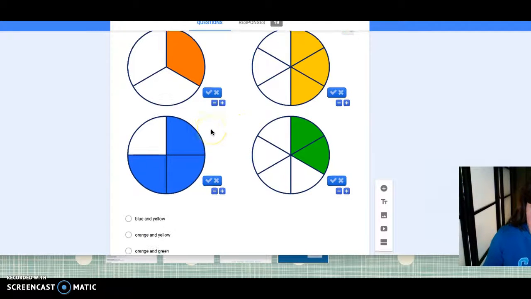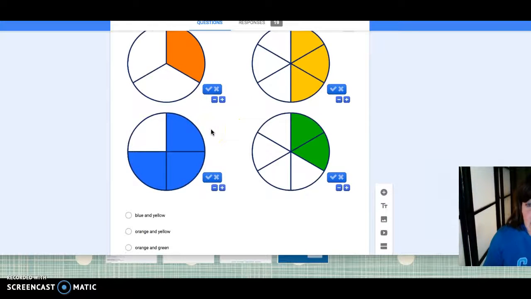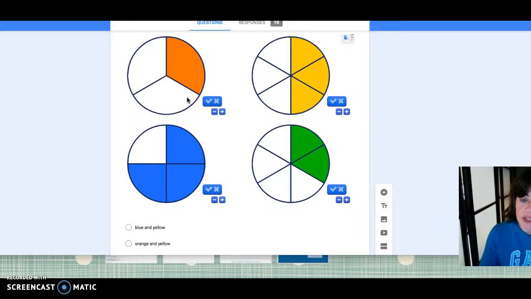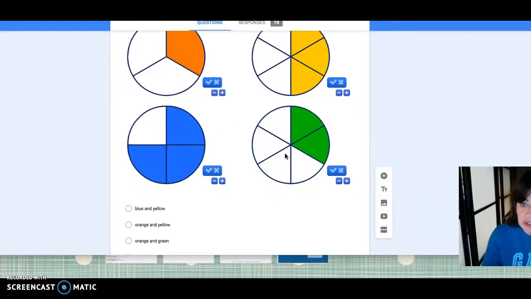If I look at the orange and green one, the next answer, I see that even though these circles are divided into different number of parts, this one is divided into thirds, this one is divided into sixths, the shaded part occupies the same amount of space. So the correct answer to that question was orange and green are equivalent.